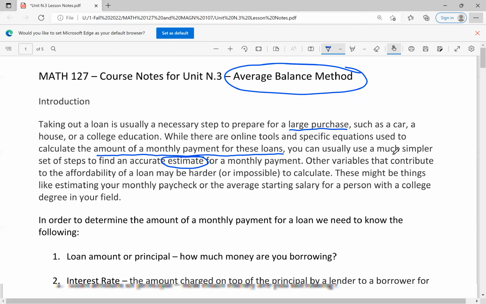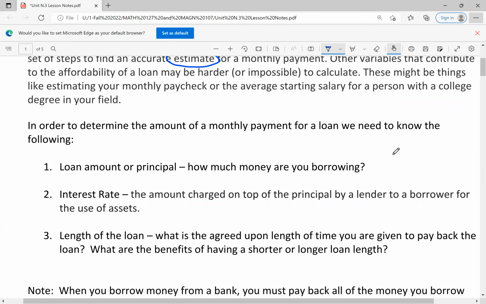All right, so in order to determine the amount of a monthly payment for a loan, we need to know the following. We need to know the loan amount or the principal. And the variable that we're going to use there is P. So that is how much money are you borrowing?